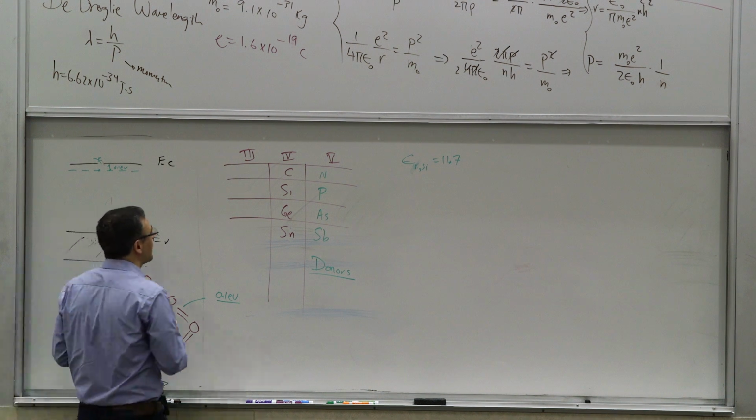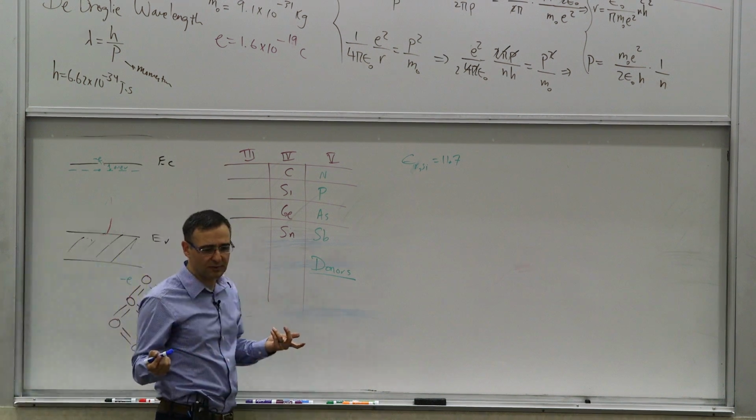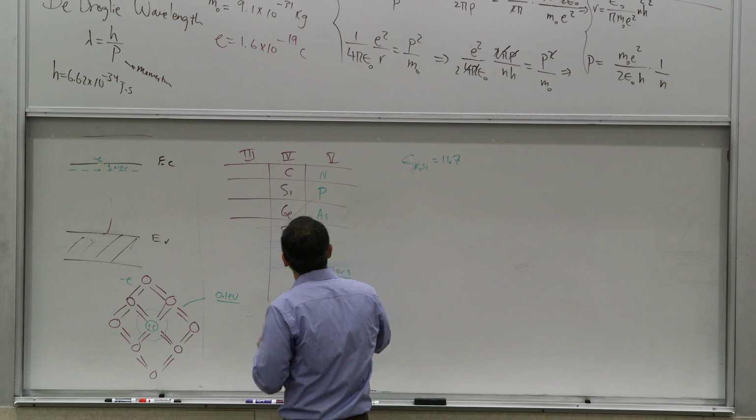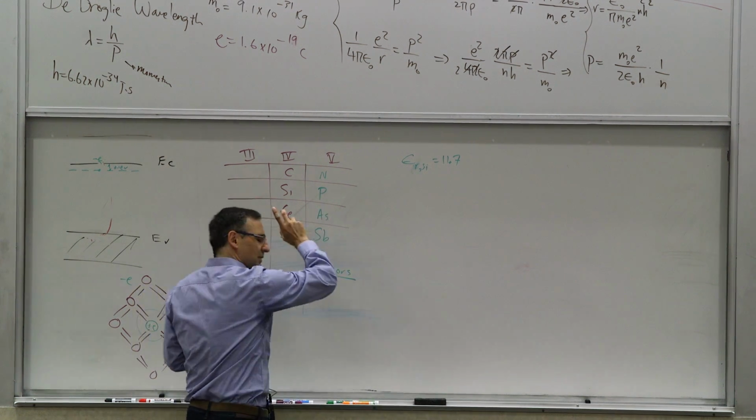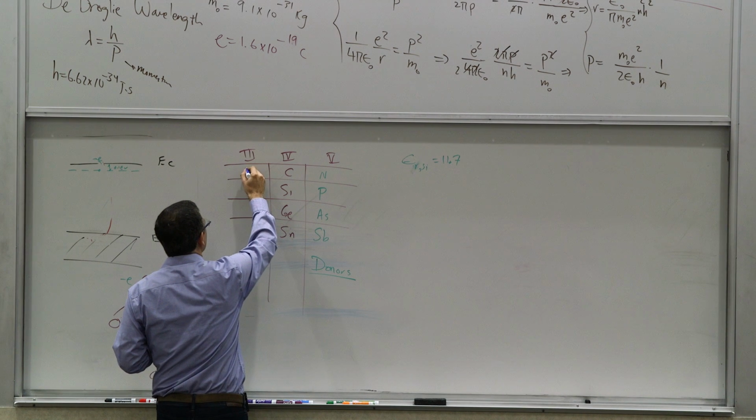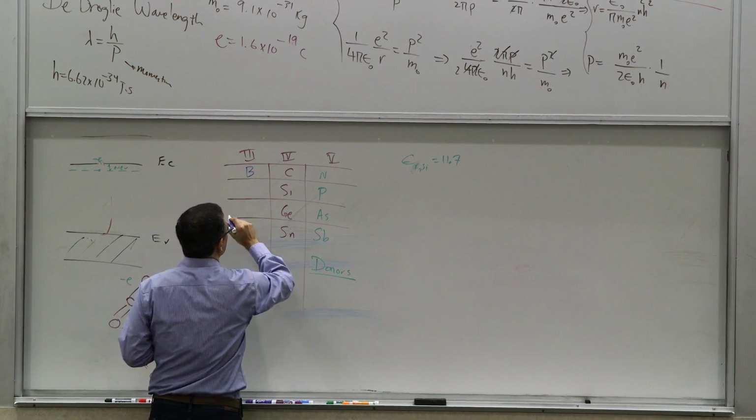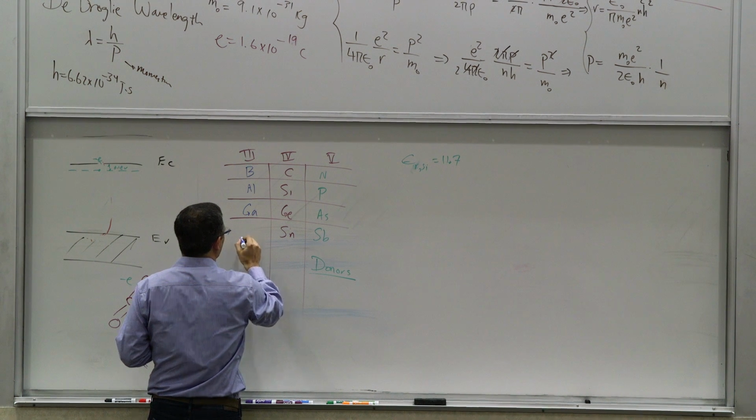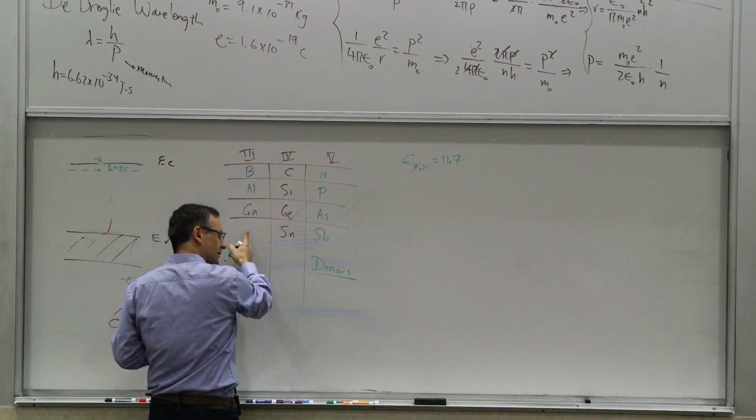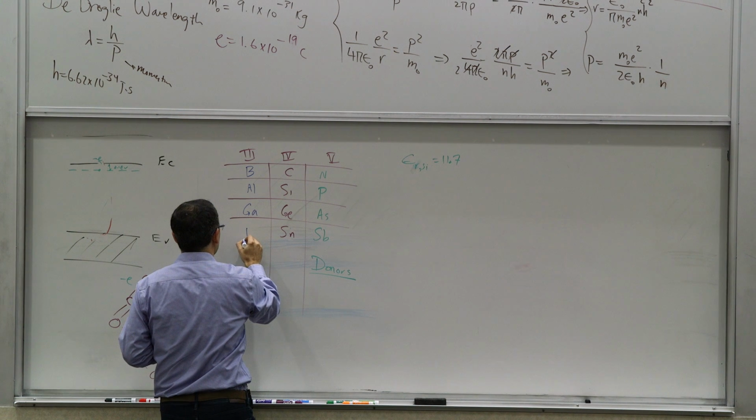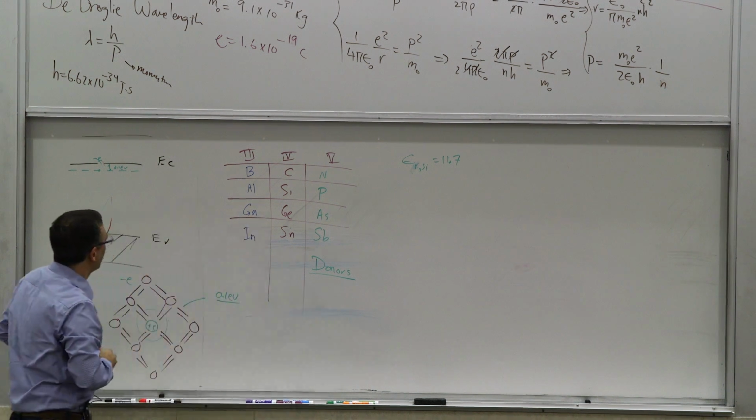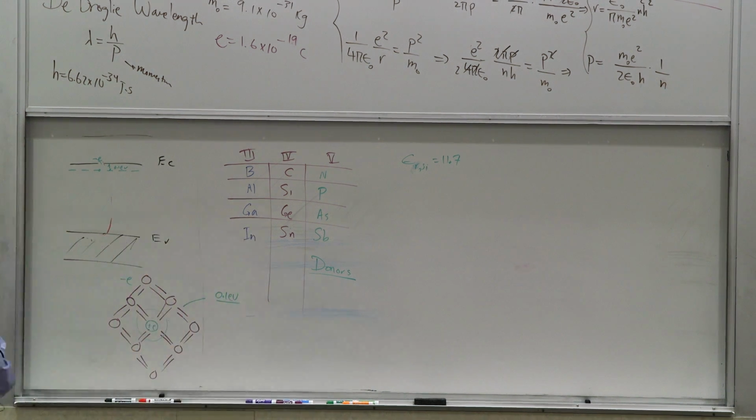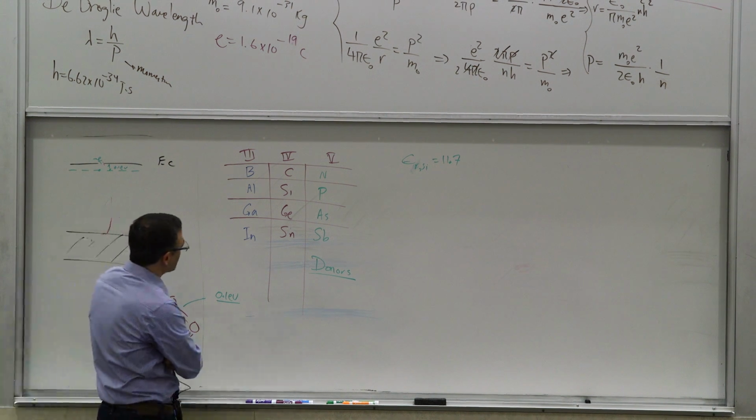Go to column 3, right? So on column 3, what are the elements that we have in column 3? So we have boron here, and then we have the aluminum. This is gallium, and this is indium. That's right. Thank you. Indium. So what happens is that you have the column 3 elements.